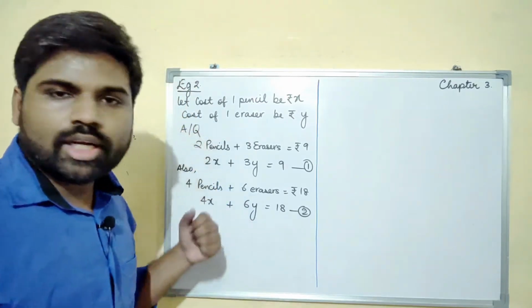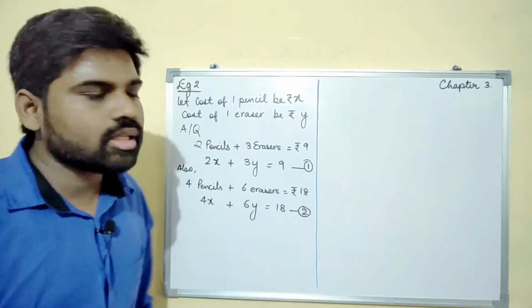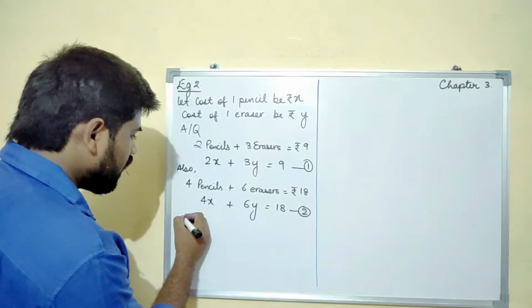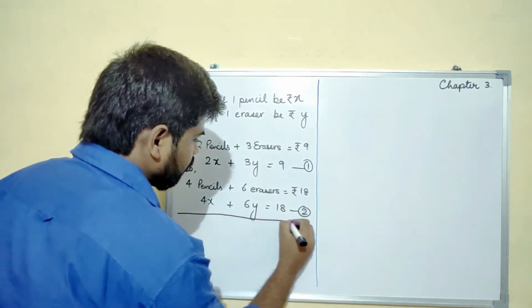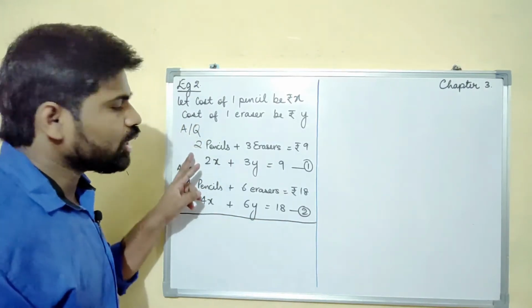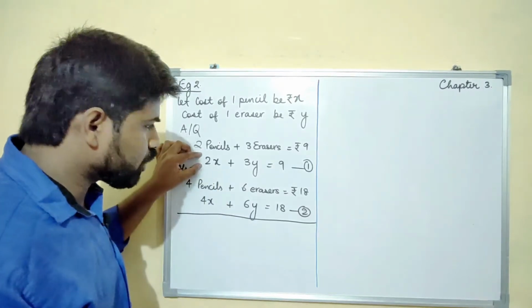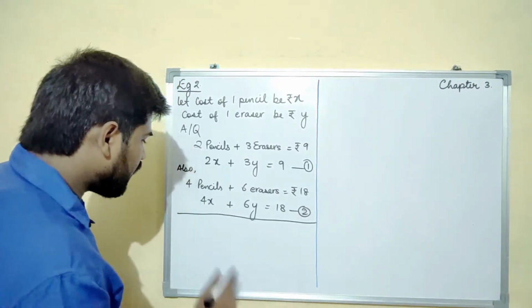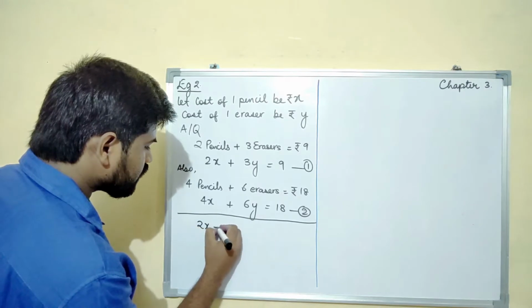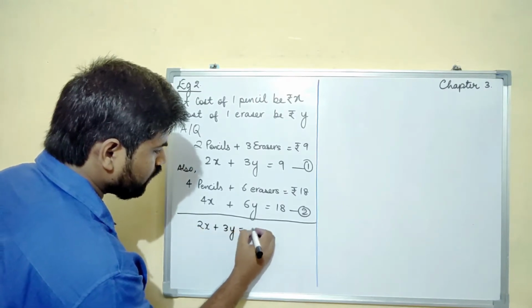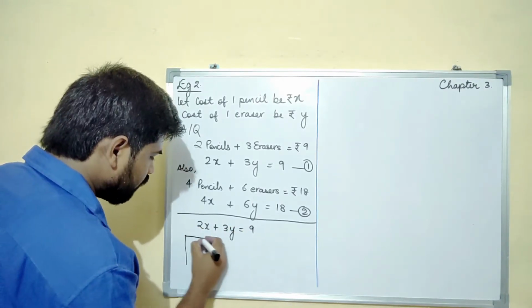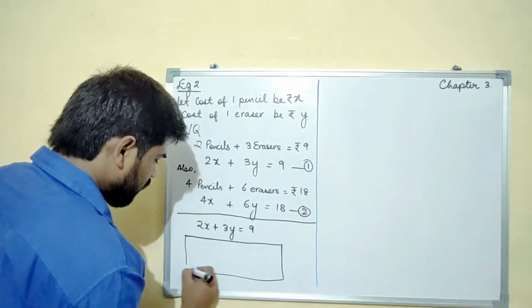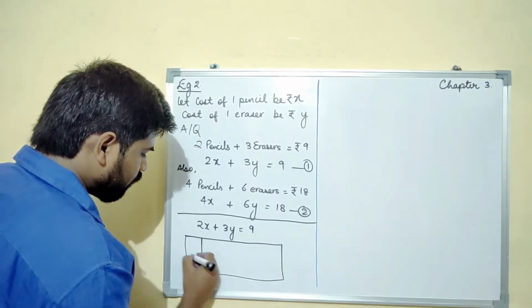Now let us try to plot it. For that, let us find the points for this equation and this equation. I am writing the first equation here, 2x plus 3y equals 9. Now make a box here. How to plot the graph? You know this, no?